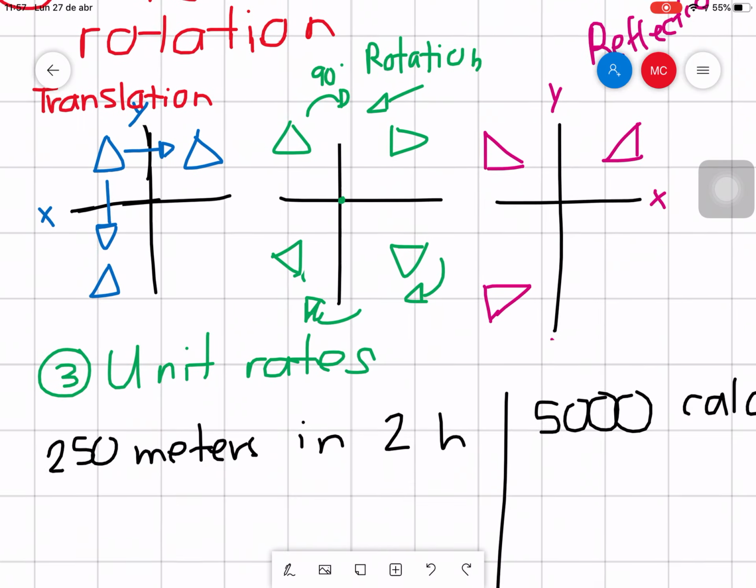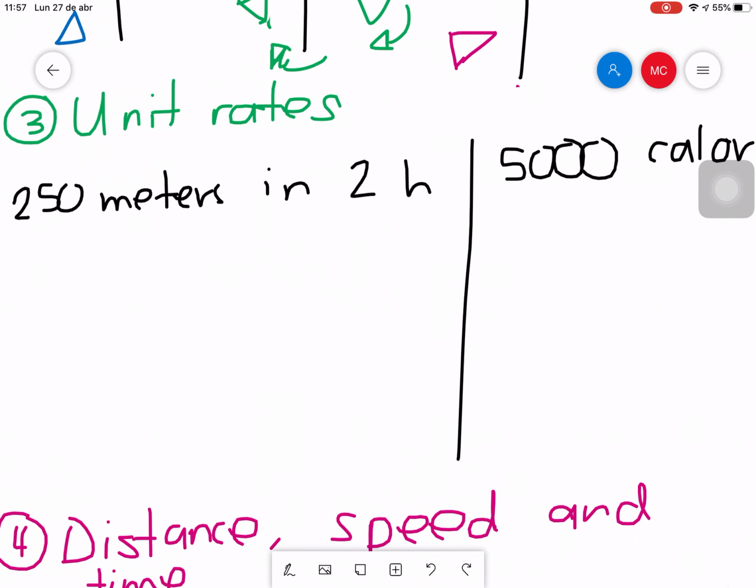Now unit rates, okay? Unit rates are one of the topics that I guess I can take as one of the most important topics in 6th grade because I feel like this information is gonna help you all your life, okay? What are unit rates? We're trying to get the amount of things you did in 1 hour, or how many kilometers you run in an hour. You are trying to simplify the rates over 1, okay?